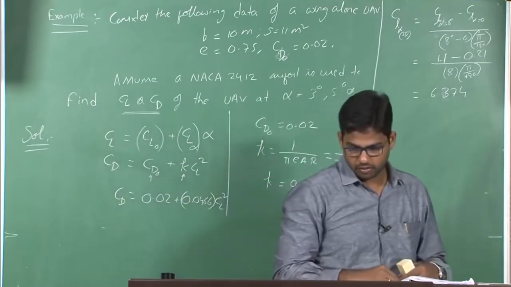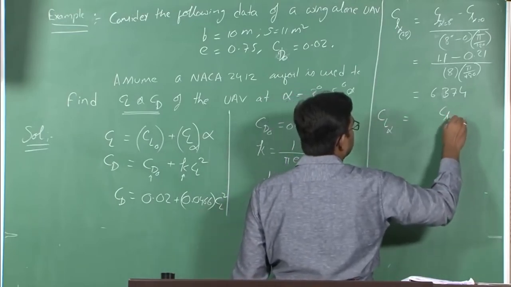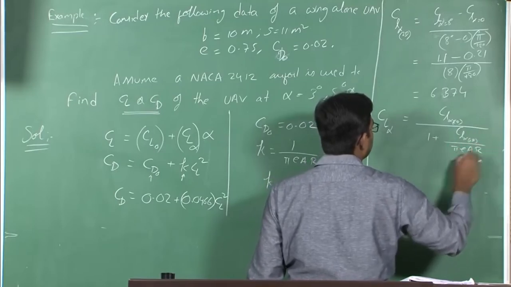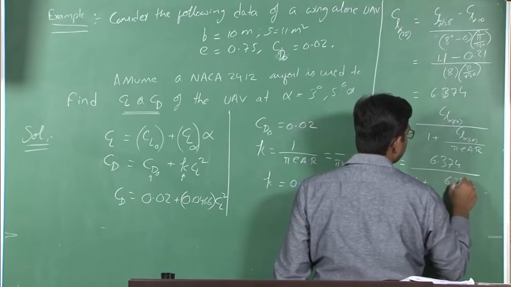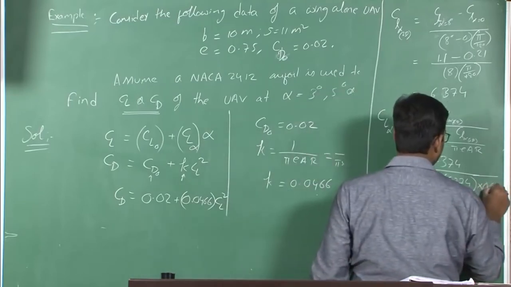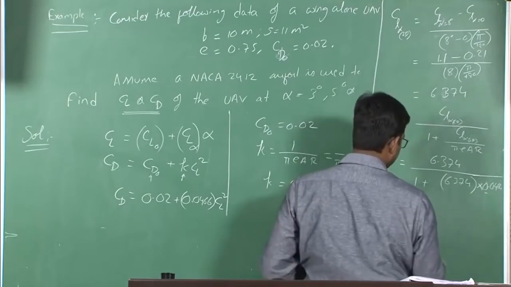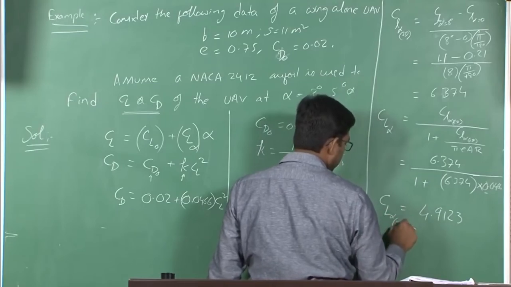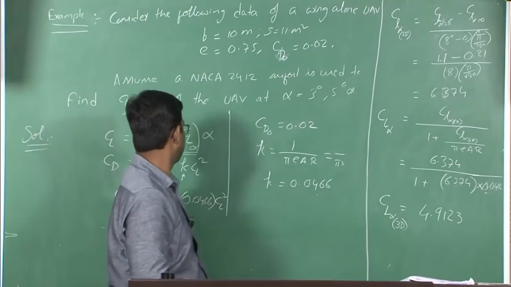Once you have CL alpha 2D, you can find out CL alpha 3D, the CL alpha of this wing, which equals CL alpha 2D divided by 1 plus CL alpha 2D into 1 by pi e AR. So, 6.374 divided by 1 plus 6.374 into 0.0466. This equals 4.9123. So, CL alpha per radian of this entire wing is 4.9123. You have CL alpha here, 4.9123 per radian, right.